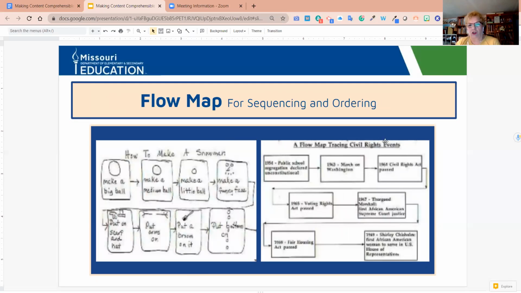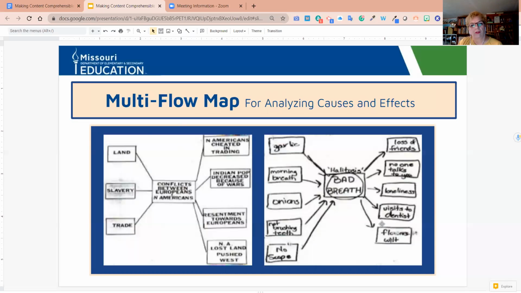And then here's that flow chart again that kind of goes with sequencing. So how to make a snowman. We'd start with something very simple like this, and get that cemented in their understanding of how that linear progression went. And then later on, we could use the same thing when we were talking about something like the civil rights events, and we start with what's happened first and add to it going in a linear progression. So that flow map was good.